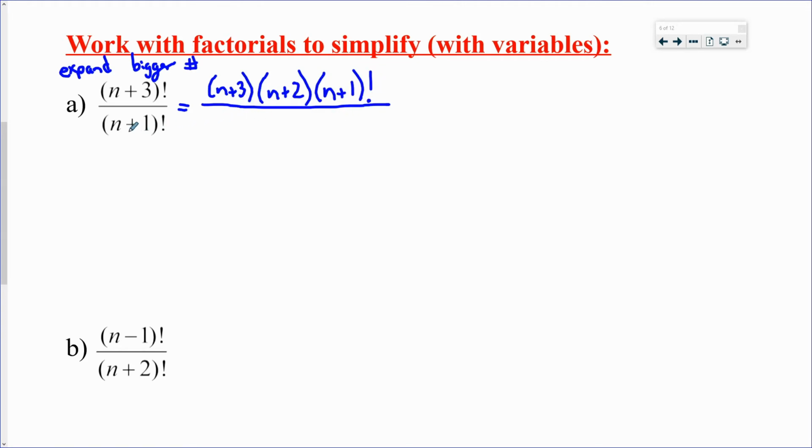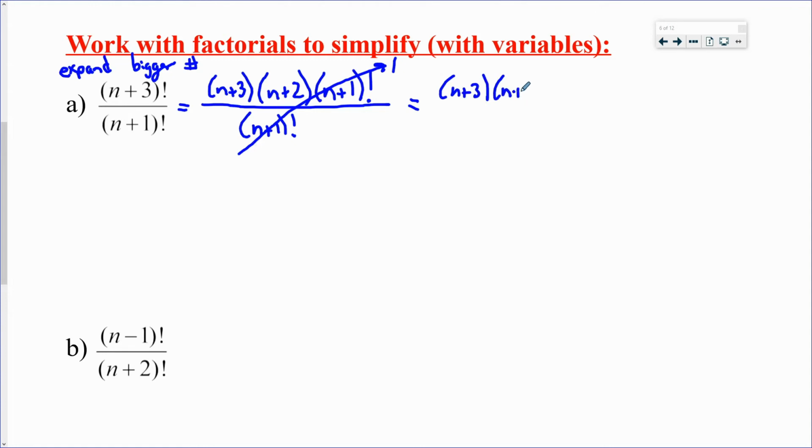Why am I stopping there? Because look, in the denominator, I have n plus 1 factorial. So you're never going to be able to simplify this unless you can cancel out the factorials. So I've got n plus 1 factorial, which is just a number, divided by n plus 1 factorial. So that's also just a number that divides out to 1. And now you're left with n plus 3 times n plus 2.